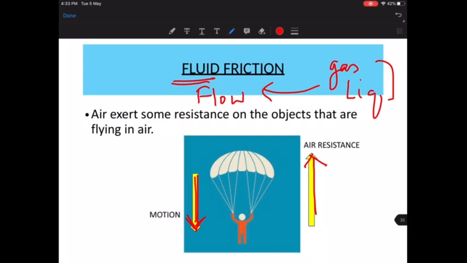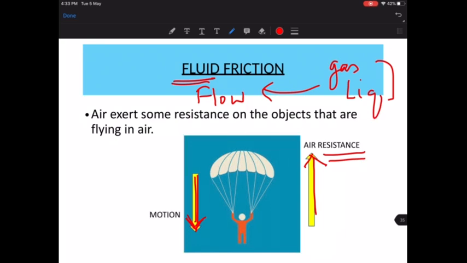So what do we call this kind of resistance? We call this resistance as air resistance, because air is giving the resistance. Fine. So air is also a fluid. So air resistance is also called as fluid resistance or fluid friction.